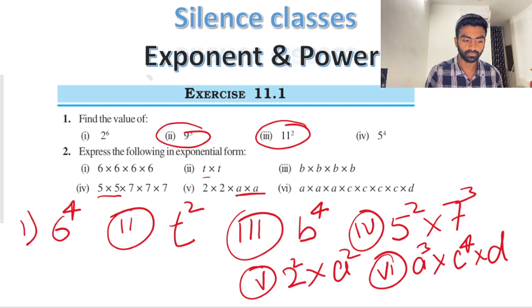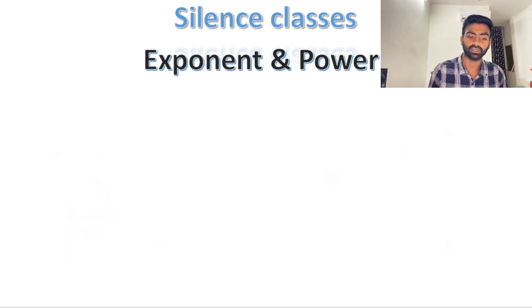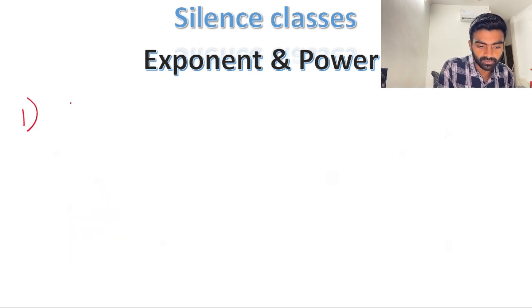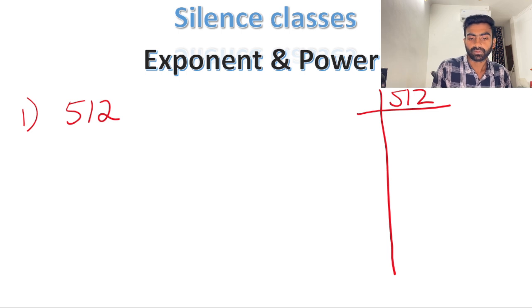Okay. Now let's move to question number 3. What is question number 3 saying? In question number 3, express each of the following numbers using exponential form. Exponential form means we have to factorize it. The number 512 is given. So I will write down 512 like this. 2 2s are 4, 2 5s are 10, and 2 6s are 12.